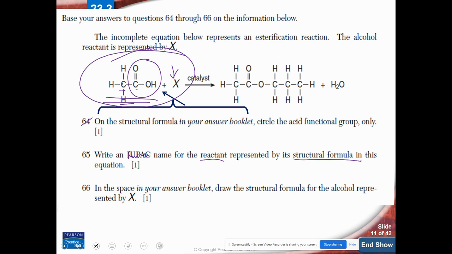So I've got 2 carbons. So this is ethane. Drop the E. And add oic acid. Ethanoic acid. So now in the space in our answer booklet, which we're just doing on our screen, we're going to draw the structural formula for the alcohol represented by X.